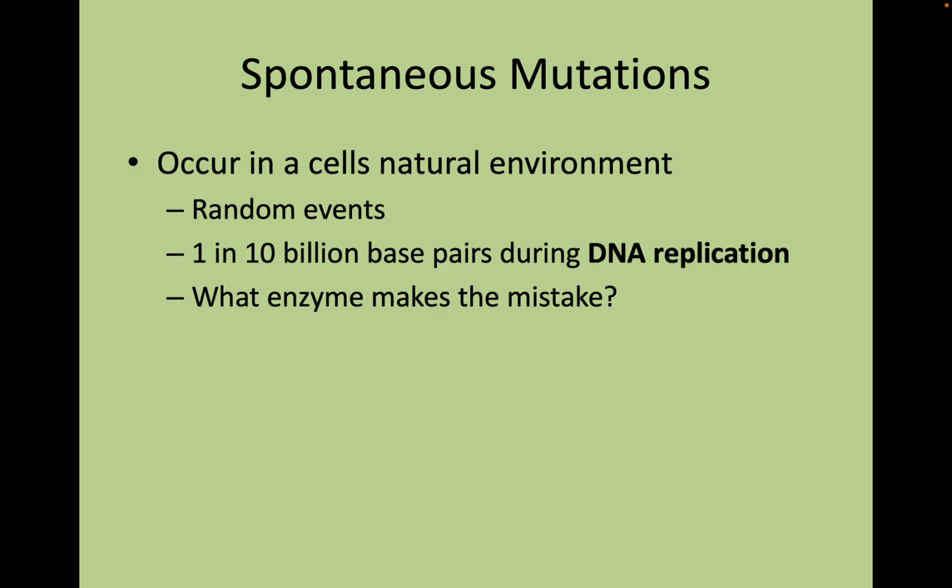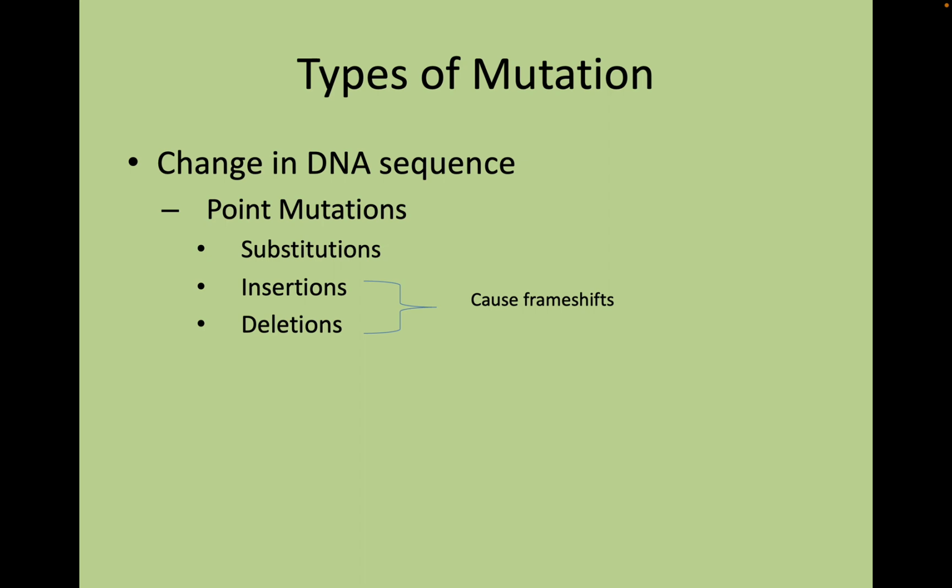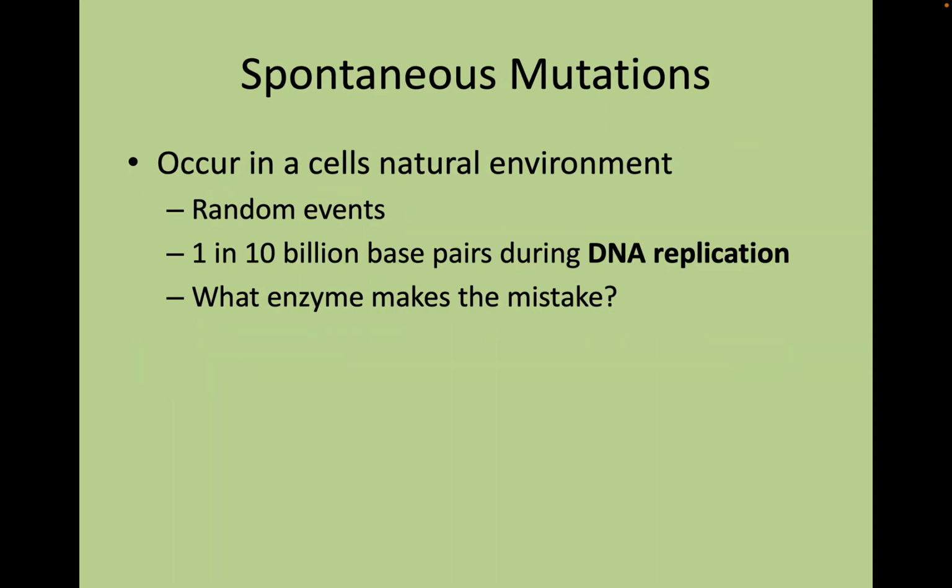Spontaneous mutations occur in a cell's natural environment. So random events can happen. 1 in 10 billion base pairs are different during DNA replication. What enzyme makes the mistake? What enzyme is responsible for base pairing? Good, DNA polymerase. So DNA polymerase is very good, but it's not perfect. So 1 in every 10 billion letters, it'll get wrong. And that causes a mutation.